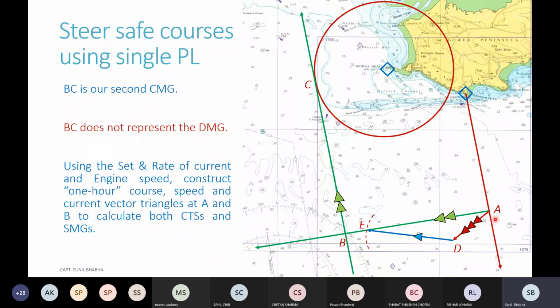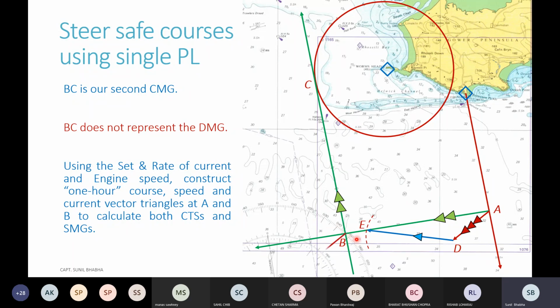If you look carefully, triangle ADE is the course, speed and current vector triangle at our initial arbitrary point A. So you have the current vector AD for 1 hour, the CTS vector DE, the blue color vector, for 1 hour, and AE, the green color vector, which represents the course made good and speed made good vector relevant to 1 hour.